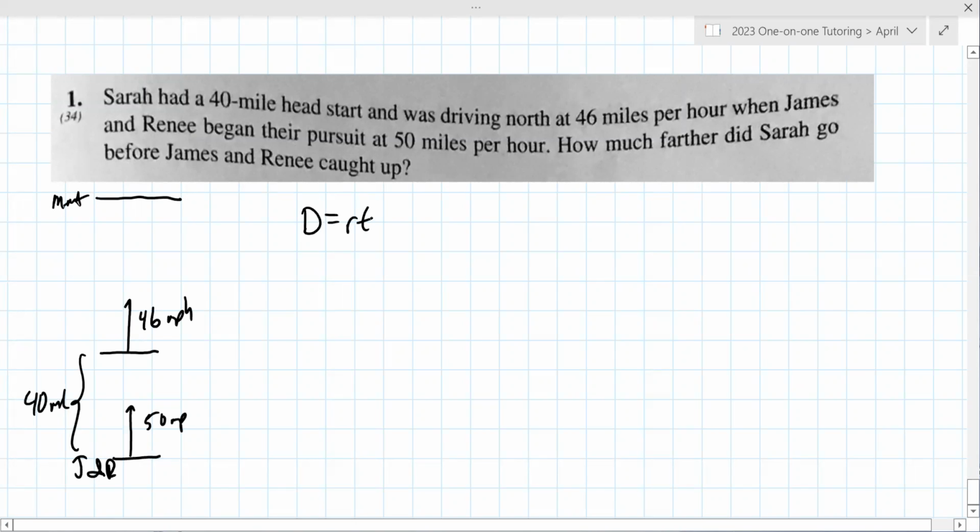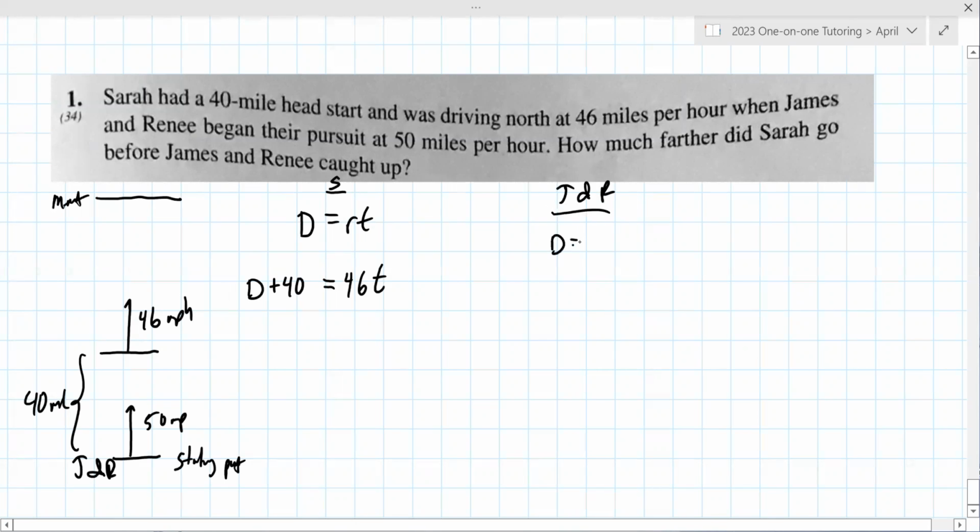So for the first person, Sarah, her distance is unknown. Her rate is 46. Her time is unknown. Now you have to decide here, are we going to talk about distance being relative to this starting point? I think we should, but that's up to you. So what that does is this distance here is really now D plus 40 because she got a 40-mile head start.